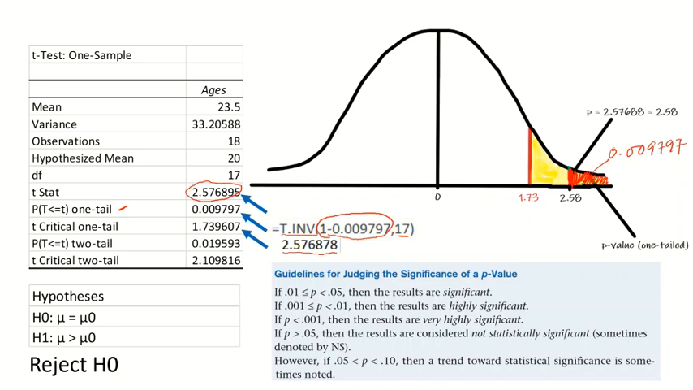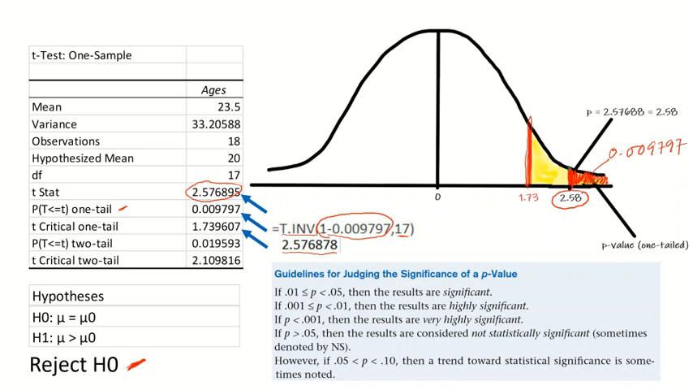Okay, so what will be our decision here? First, we reject the null hypothesis that the average age of the faculty members in Xavier University is 20 years old. Why do we reject? Because our T statistic, which is 2.58, is within the rejection region, bounded by our 1.73 here. That's the first part of our decision.